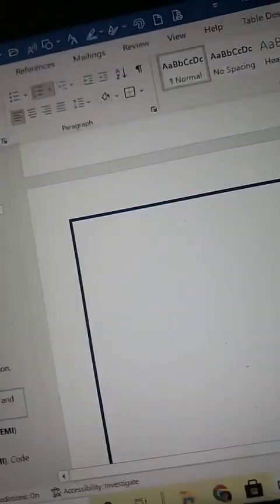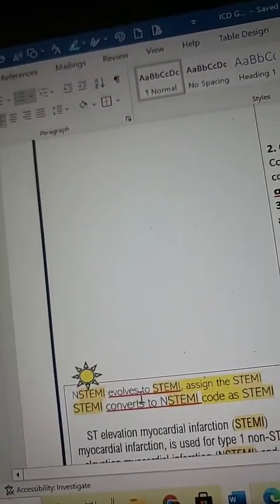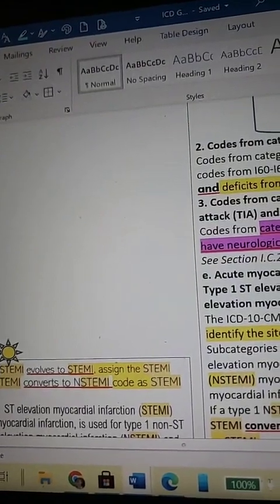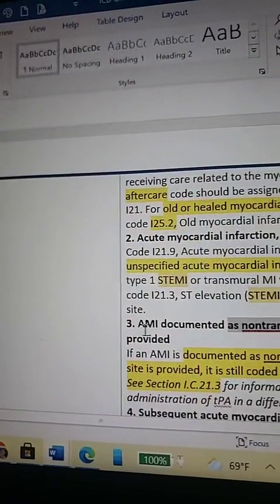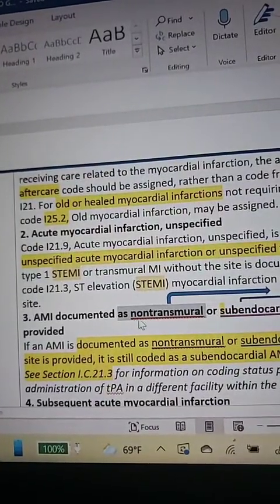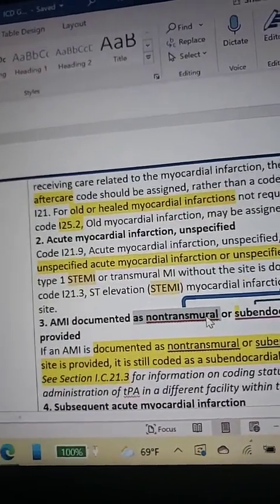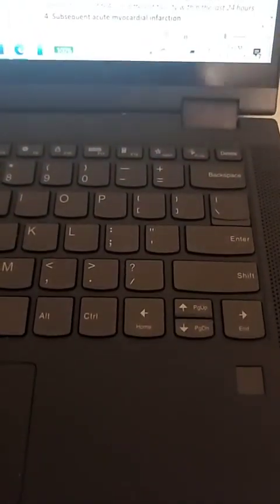If your test questions start out with STEMI converts or evolves, you know your answer is always going to be STEMI, no matter what. And then if your test question starts out with AMI, the answer is going to be the one that says non-transmural. That's two questions that we know are usually on there.